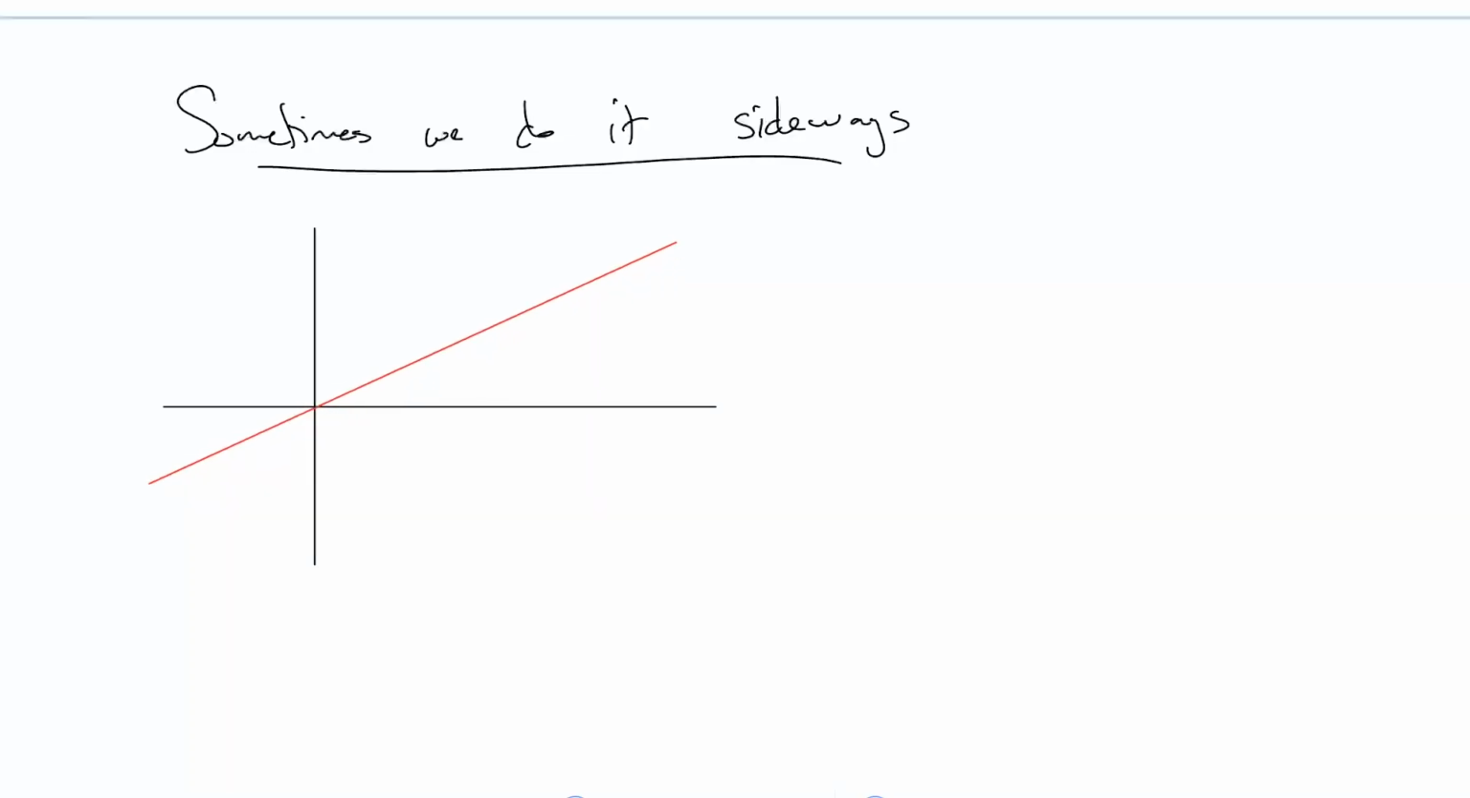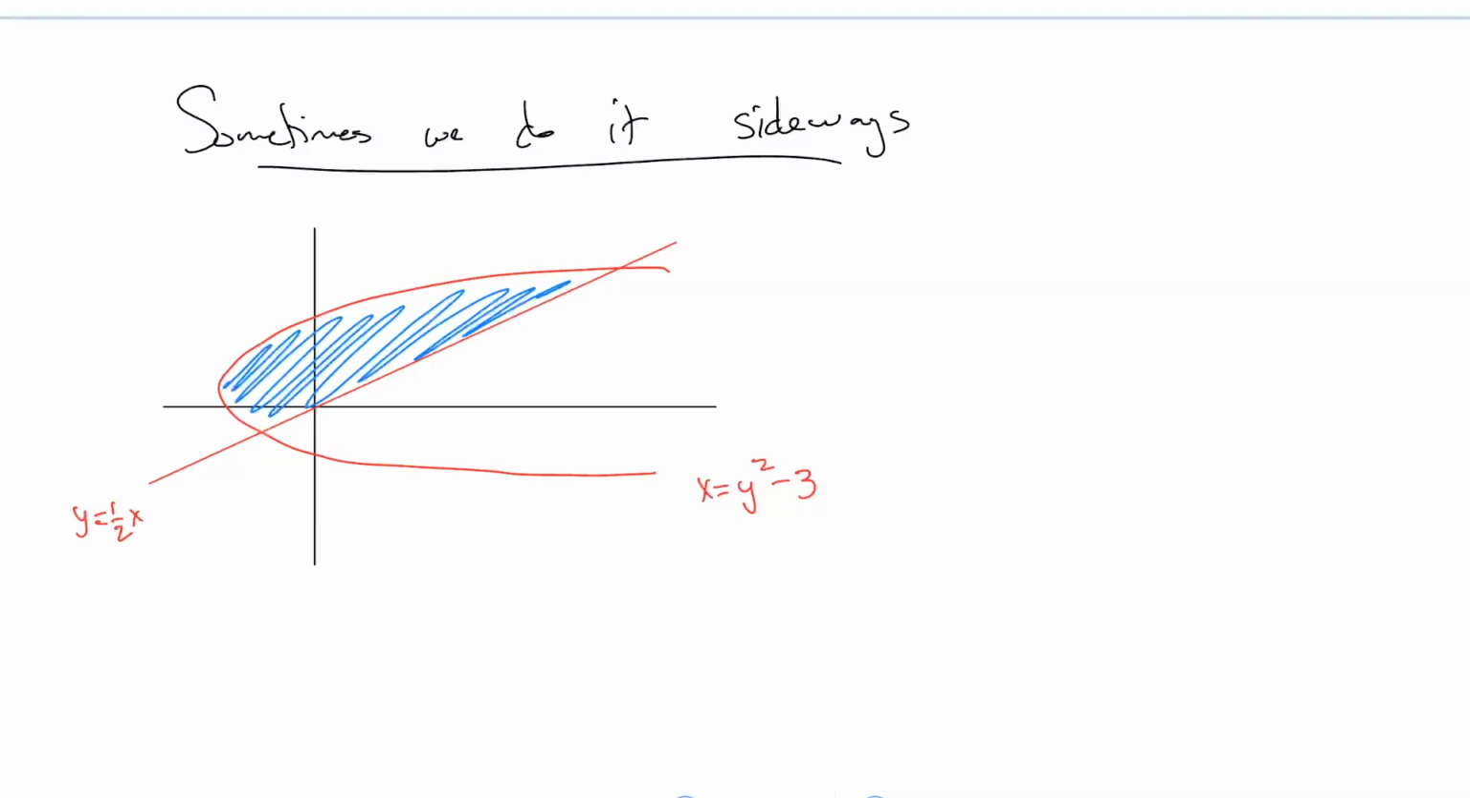Here is a line part and a sideways parabola part. So the line is y equals 1/2 x. And the sideways parabola part is x equals y squared minus 3. This is a very weird kind of function. Actually, it's not even a function, because it doesn't pass the vertical line test, if you remember. But anyway, I want this area here.